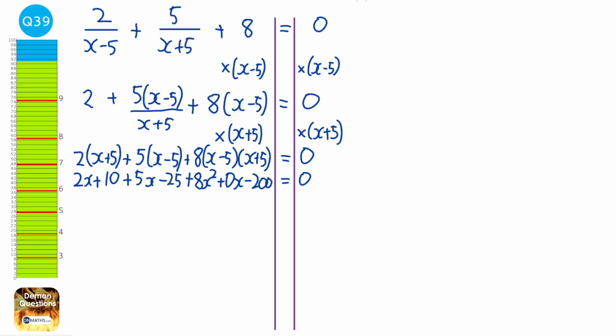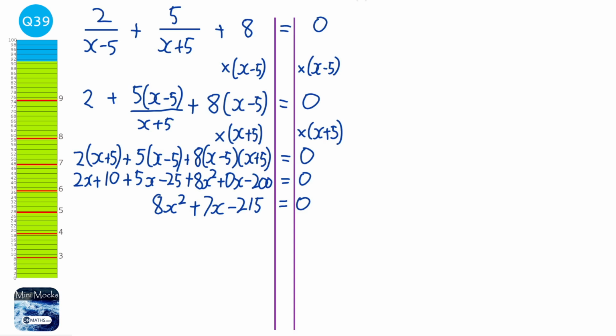Collect the like terms, so we've got 8x squared, and that's the only x squared we've got. We've got the 2x and the 5x and the 0x, so we've got a 7x. And we've got plus 10, minus 25, and a minus 200. So what's that? That's minus 215 equals 0. Now, normally when you look at it, it doesn't look like it will factorise.